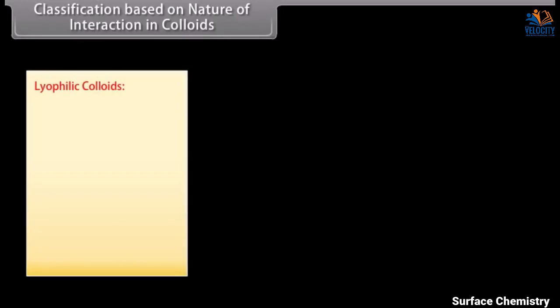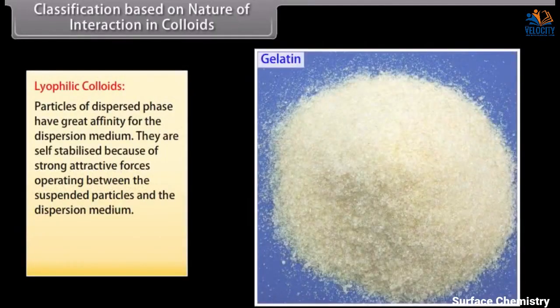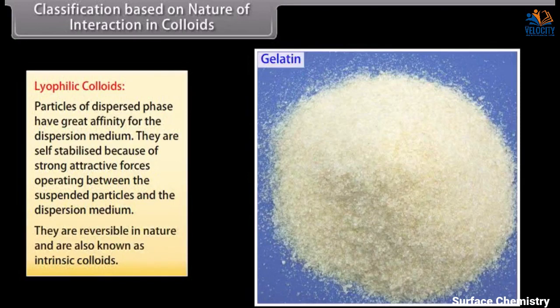Classification based on nature of interaction. On the basis of nature of interaction between the dispersed phase and the dispersion medium, colloids are divided into two categories. Lyophilic colloids. Particles of the dispersed phase have great affinity for the dispersion medium. They are self-stabilized because of strong attractive forces operating between the suspended particles and the dispersion medium. They are reversible in nature. They are also known as intrinsic colloids. For example, gums, starch, gelatin, and albumin.